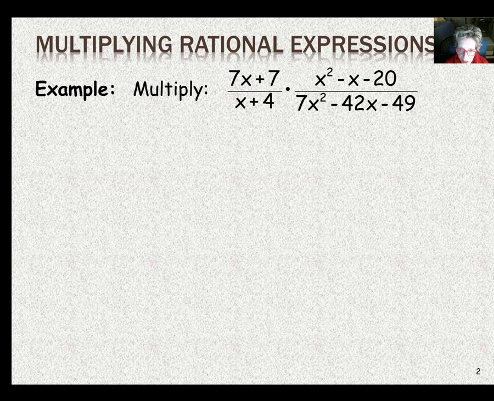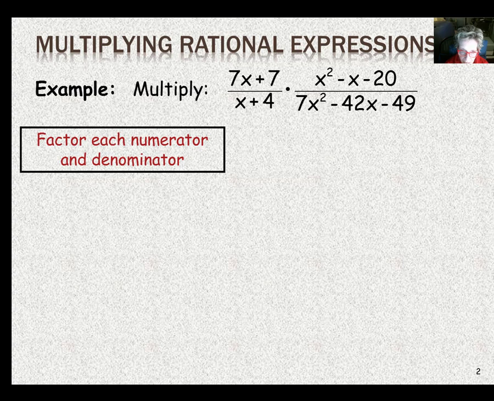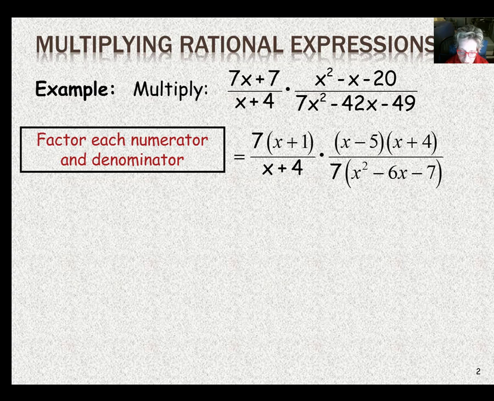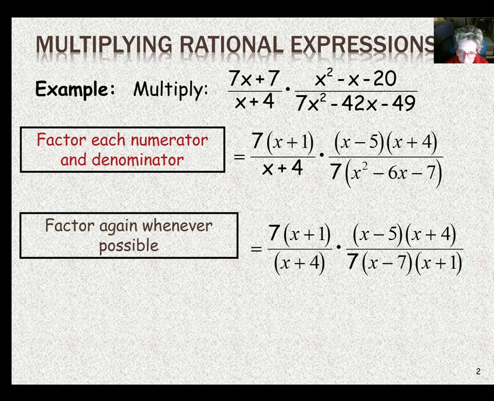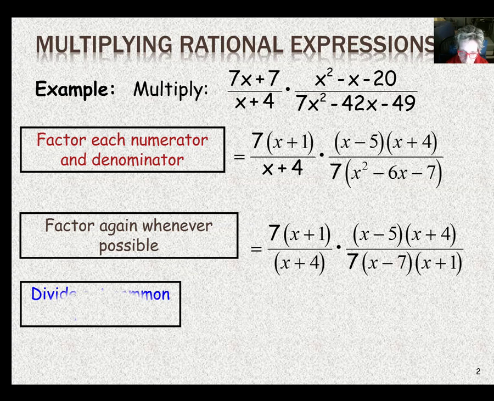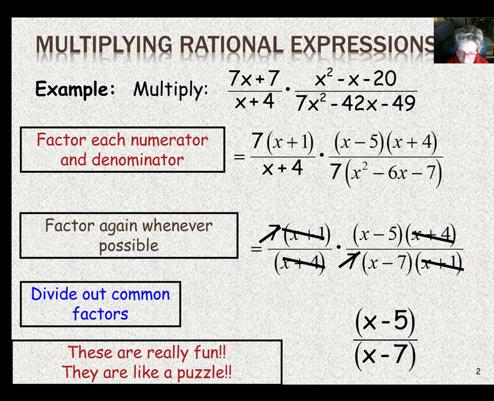Next, we're going to multiply rational expressions. Factor the numerator, factor the denominator, refactor if possible. In this case, we could refactor the x squared minus 6x minus 7 into x minus 7 and x plus 1. Now we're going to divide out common factors. The x plus 1's cancel, the x plus 4's cancel, and the 7's cancel, which leaves us with x minus 5 over x minus 7.